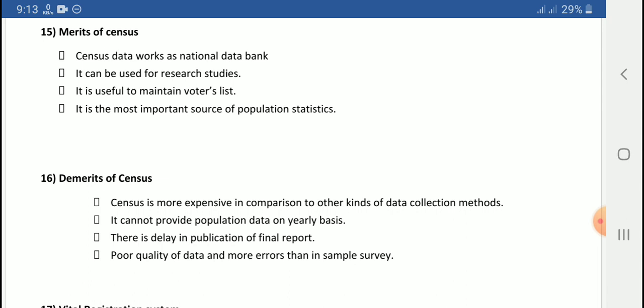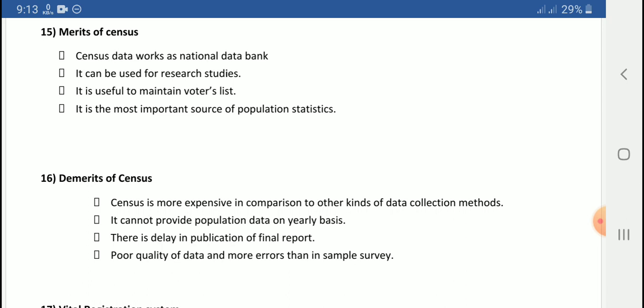There are the demerits or dark side of census. The first one is that census is more expensive in comparison to other kinds of data collection methods. It cannot provide population data on a yearly basis. Like, census was conducted in 2068, and we are still saying the population of Nepal is 26,494,504. Do you think that still the population of Nepal is like that, which was before 10 years? Not exactly. It has changed, isn't it? But we are taking the same data. So that is the disadvantage of census.